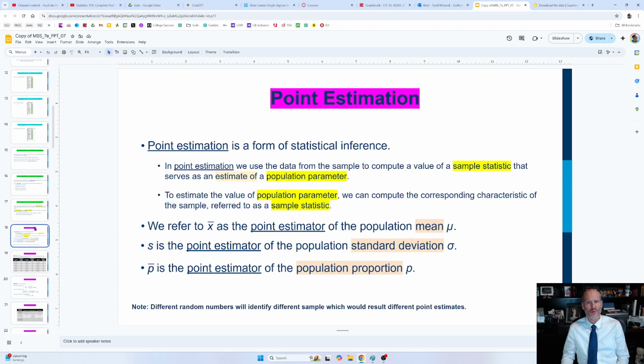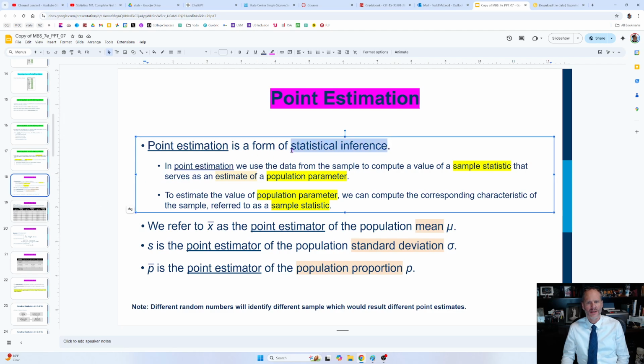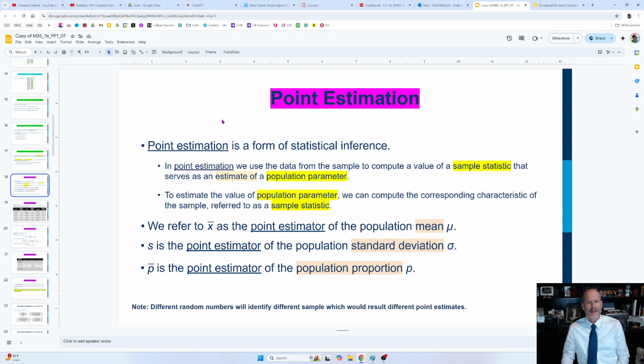What we're going to learn about now is point estimation. There's some new vocabulary here, and then we'll see a little bit of an example. Point estimation is a form of statistical inference. We have a sample and we're going to make inferences about the population. The sample gives us point estimates of the population. X bar is the point estimator of the population mean mu. s is the point estimator of the population standard deviation.